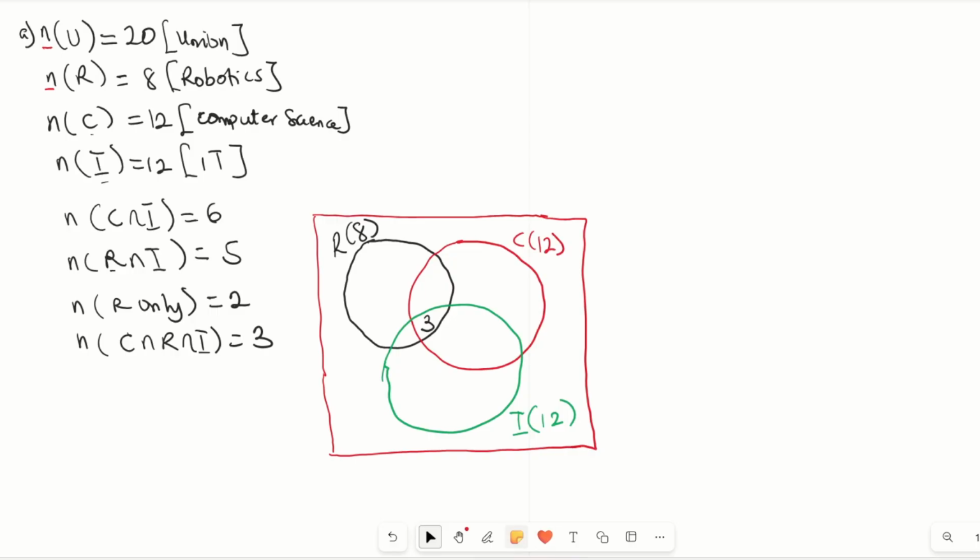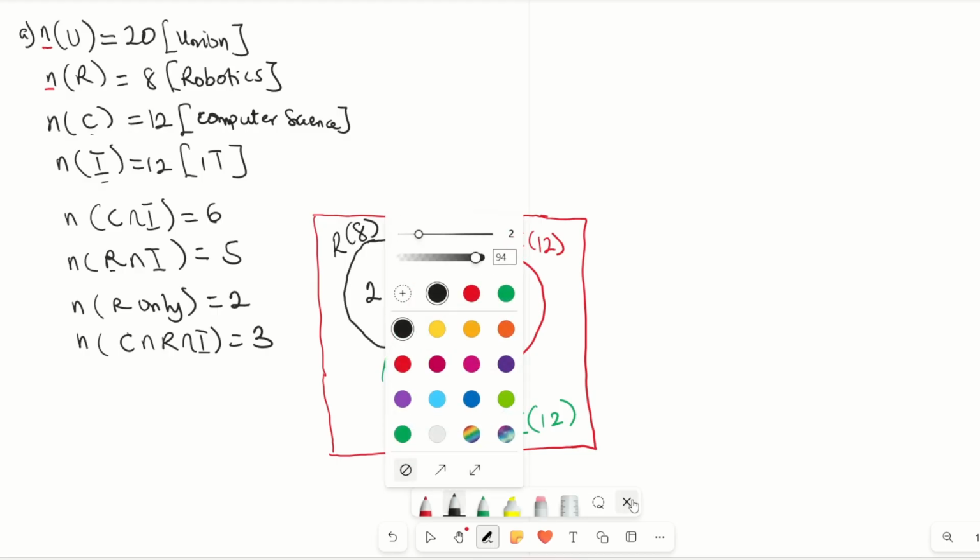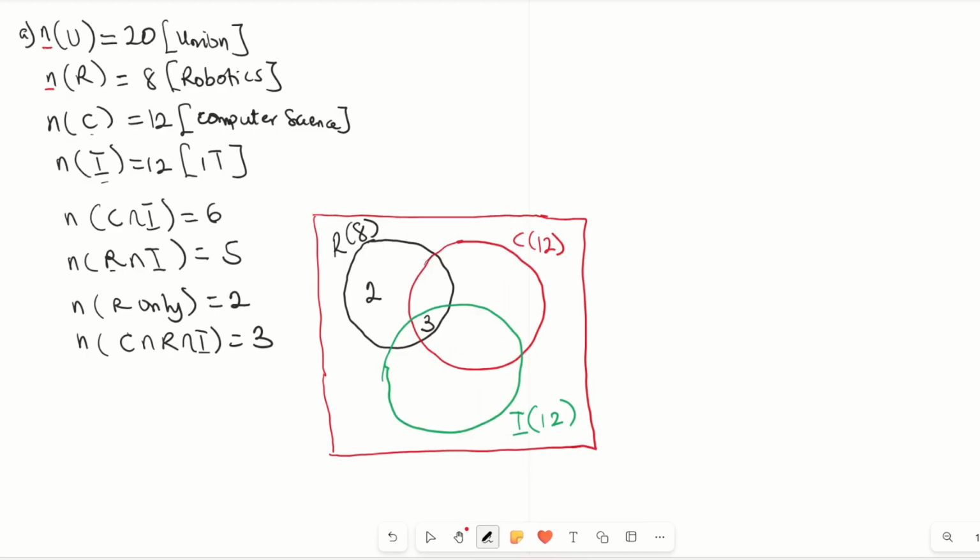Now we have robotics only as well, which is 2. So the section here represents robotics only, so 2 is here. And then we have 6 liking computer science and IT. This is where students mostly find it very difficult. They said computer science and IT, so this is where computer science and IT is. So we see the short dash lines.